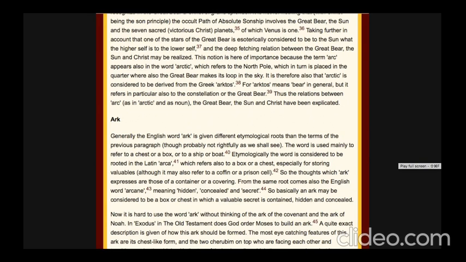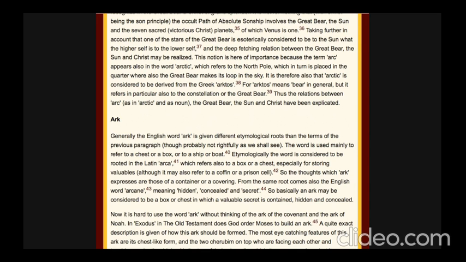Generally, the English word ark is given different etymological roots than the terms of the previous paragraph, though probably not rightfully, as we shall see. The word is used mainly to refer to a chest or a box, or to a ship or boat.